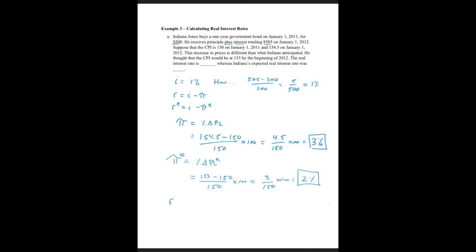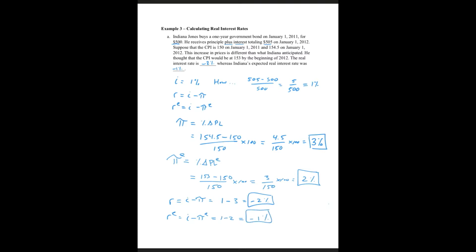Now we can figure out our answers. The real interest rate is nominal minus inflation, which in this case is going to be 1 minus 3, which equals negative 2%. So this part right here would be negative 2%. And then the expected real interest rate is the nominal rate minus the expected inflation rate, which is 1 minus 2%, which equals negative 1%. So right here would be negative 1%.